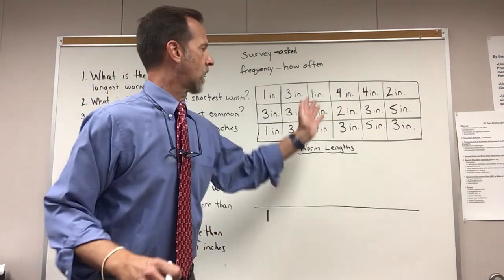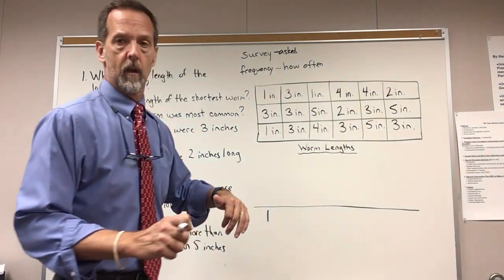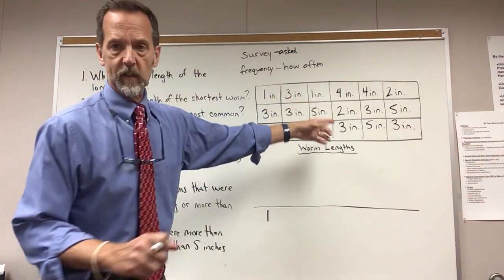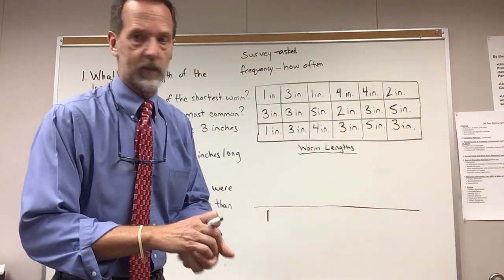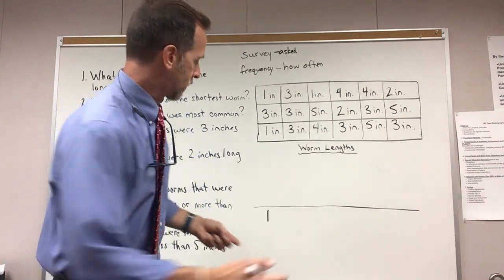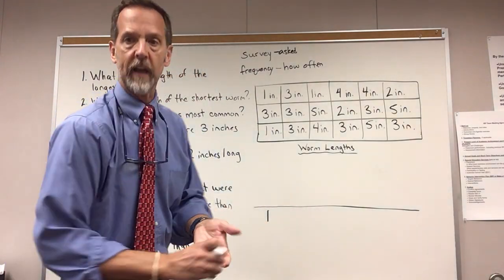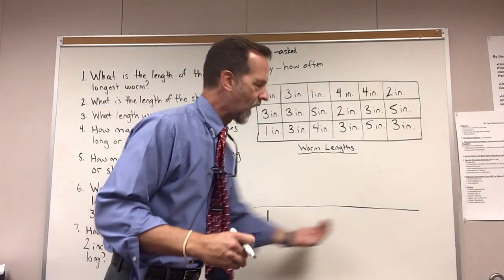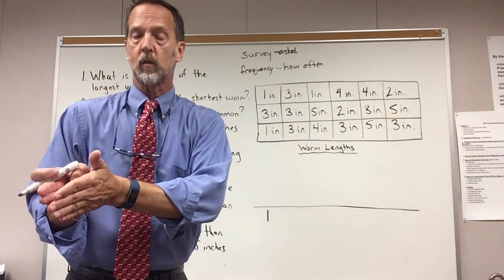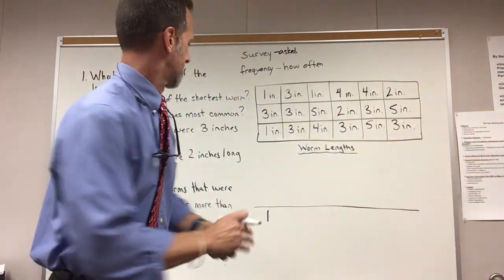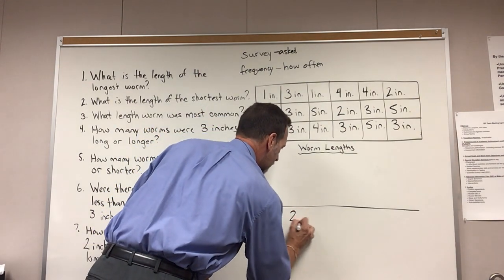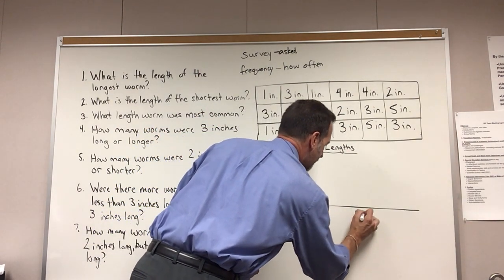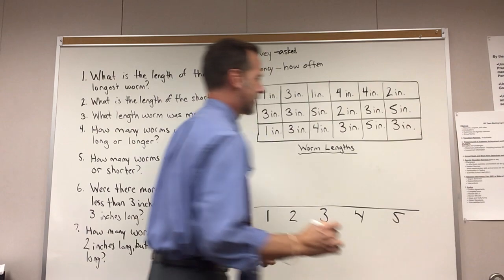What's the highest number? What's the biggest one you see up there? I've got some 1s, some 3s. Do you see a bigger number? Yeah, there's a 5 in there, right? Is there anything bigger than a 5? No. So I'm going to count on my number line, because it's a line plot, from 1, my smallest one, to 5. 1, 2, 3, 4, 5.